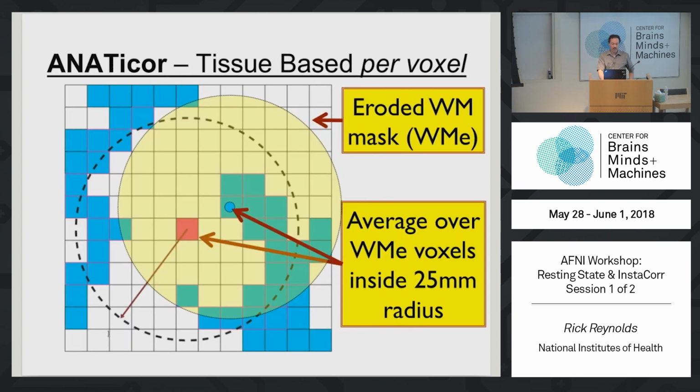So what is ANATICOR? With ANATICOR, I don't know what is white and what is not white, but let's assume that white is white here. So you've got an eroded white matter mask, basically because you just want to avoid gray matter. So you decide what white matter is and then you erode it a little bit. But at each voxel location, you might drop a 20 or 25 millimeter radius sphere and get an average time series of white matter within that sphere.